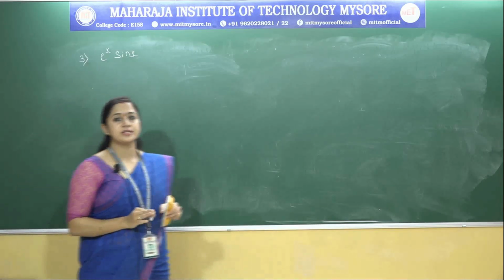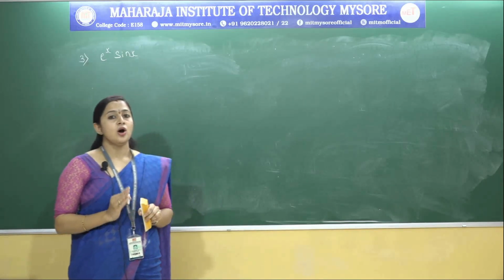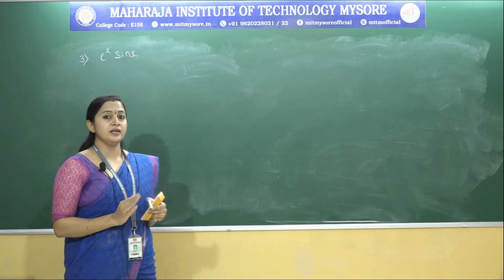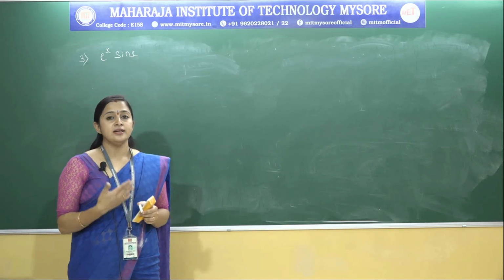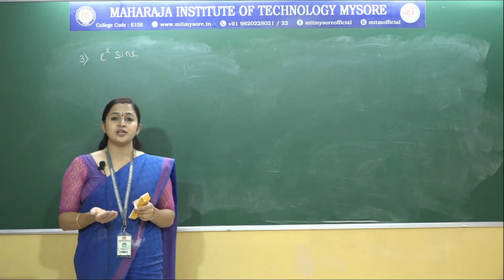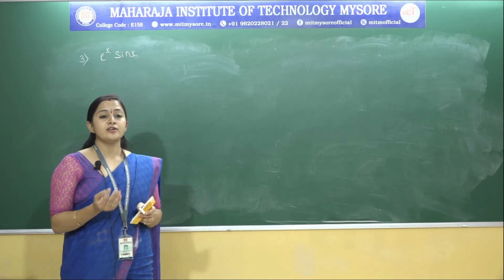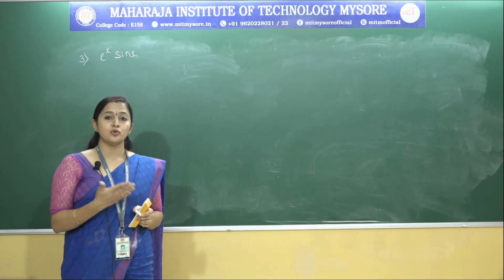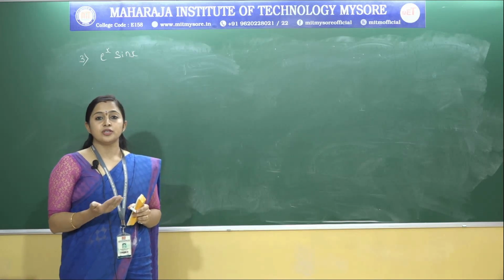So next problem is e power x sin x. How to expand e power x sin x using the Maclaurin series? As usual, you consider the given function as y of x, go on differentiating till you get the terms. If they ask to find till the third derivative or fourth derivative, take up to the fourth derivative.